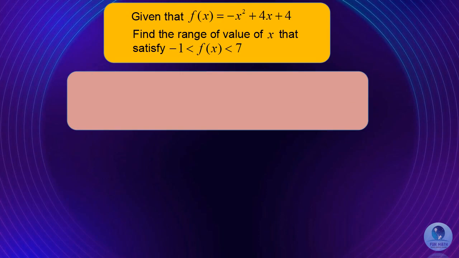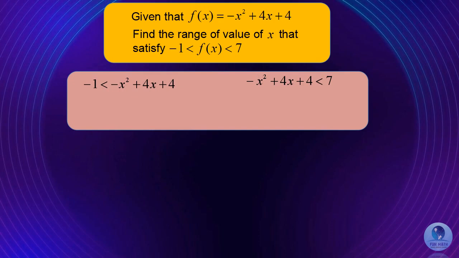Let's look at this example. Given that f of x equals to negative x squared plus 4x plus 4, find the range of value of x that satisfy f of x is greater than negative 1 but lesser than 7. To solve these two quadratic inequality, first you need to split them into two. Negative 1 is lesser than f of x and f of x is lesser than 7.